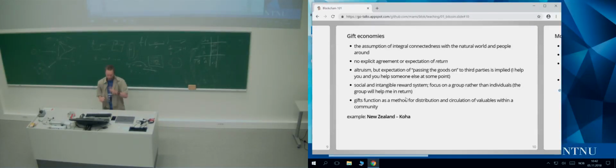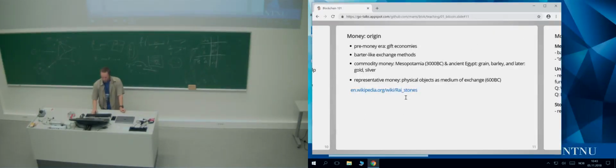And it does still exist. I mean, we still give each other gifts. And in New Zealand, it has its own term, koha, and it means that if you have more of something than you need, you just give it to somebody else with no strings attached, in hope that when they have more of something that they don't need, they will give it back to you, right?